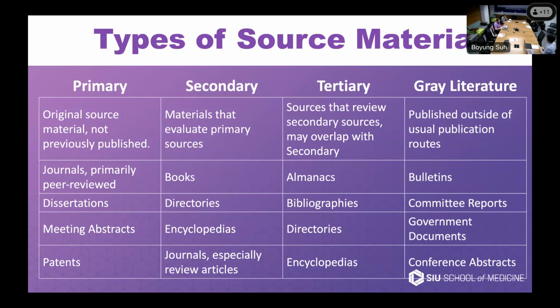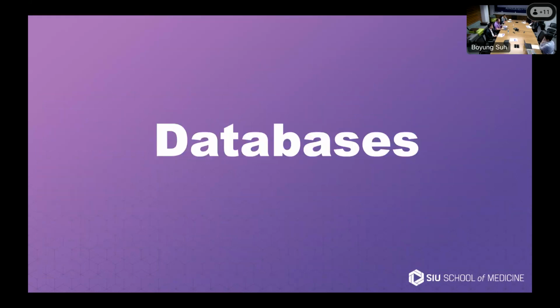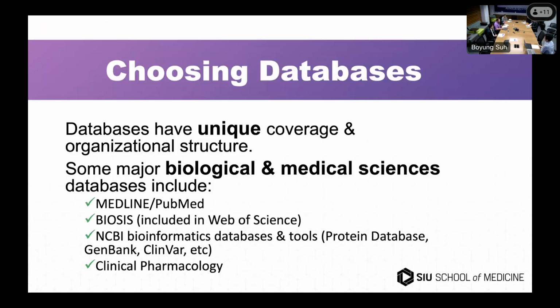So yeah, we're good. Well, so now we've touched on our types of materials and our sources of evidence. So we need to also now start to consider our databases, where we're actually going to be searching to find our information. So each database is unique to its coverage and its organizational structure. In library land, we like to say that each database has its own language to it, and this is basically true. Some of our major biological and medical science databases are PubMed.